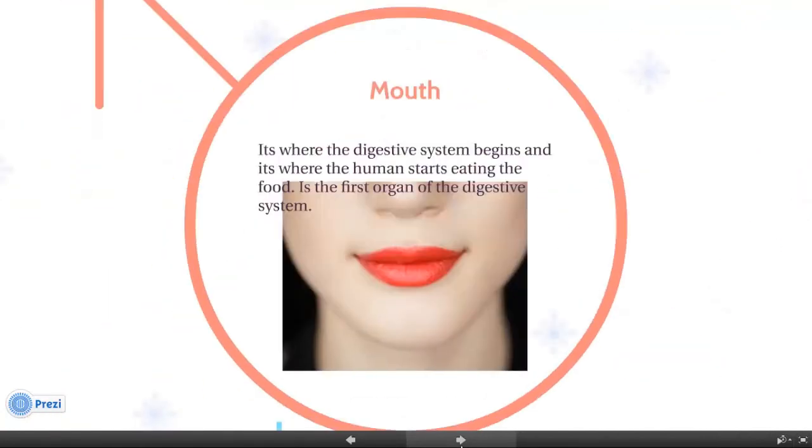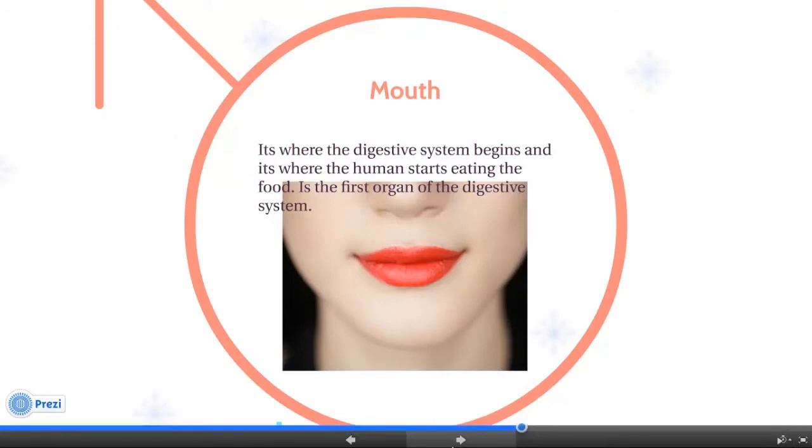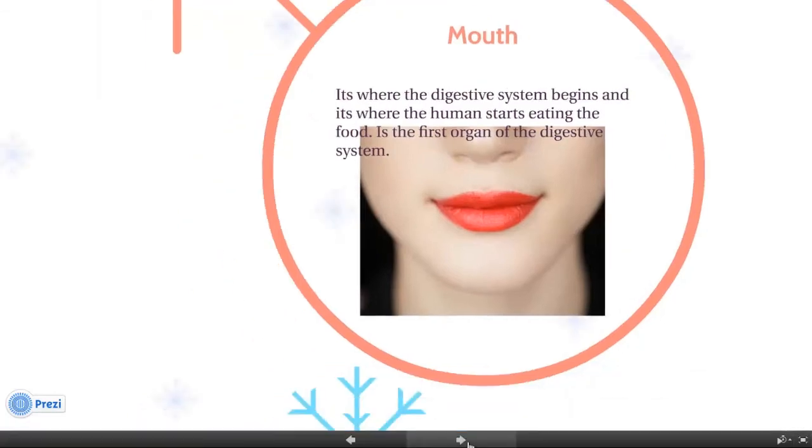The mouth. It's where the digestive system begins, and it's where the human starts eating the food. It's the first organ of the digestive system.